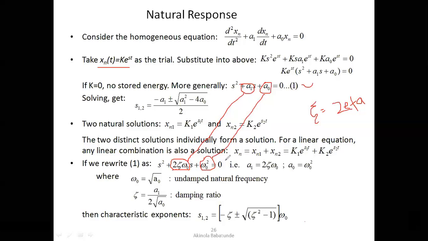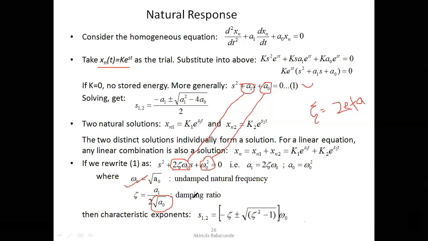All right, if we do that, you can say that w naught would be equal to the square root of a naught, and that is exactly what we have here. And then you can say that zeta will be equal to a1 divided by 2 root a naught, because the root of a naught represents w naught. Normally it will be zeta equal to a1 over 2 w naught, and w naught will be equal to the square root of a naught.